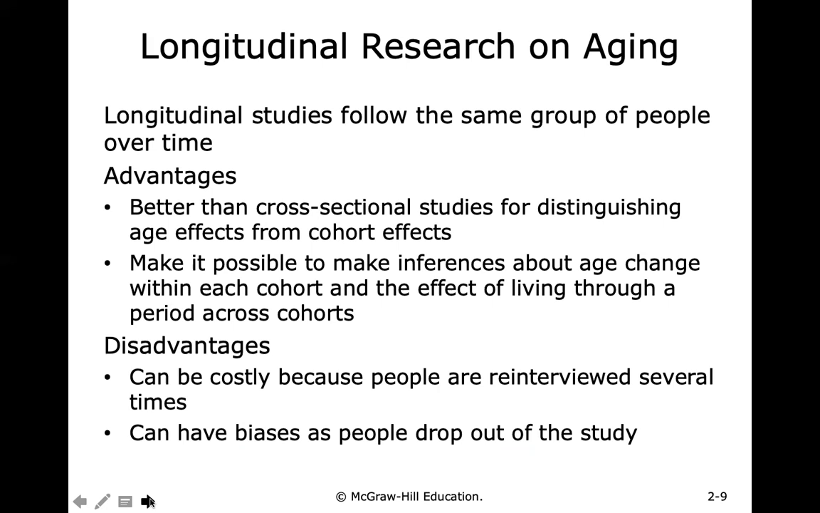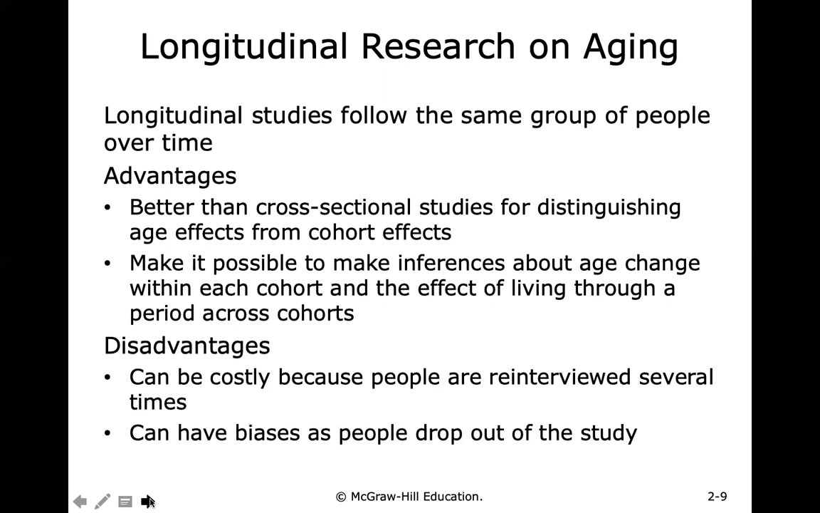It can also make it possible to infer that age change and the effect of living through a period across cohorts. So if I'm younger and I know that I should be exercising, I'm going to be doing that. And then as I grow older, then I can see how my age affected my attitude about exercise. Some of the disadvantages, it can be costly because you're re-interviewing people several times. People move. And when you're 20, you're not necessarily going to be in the same place when you're 50. And so you have to locate them.